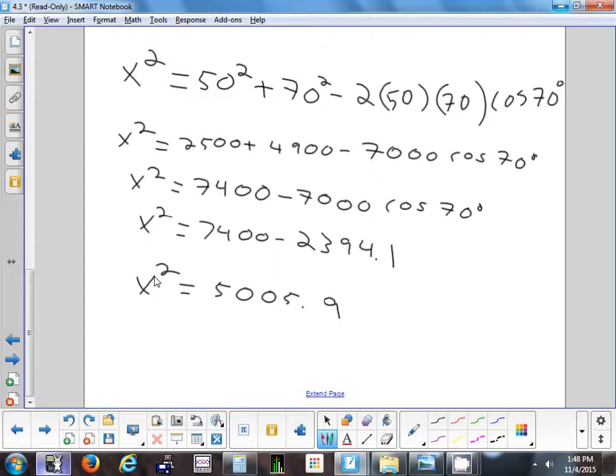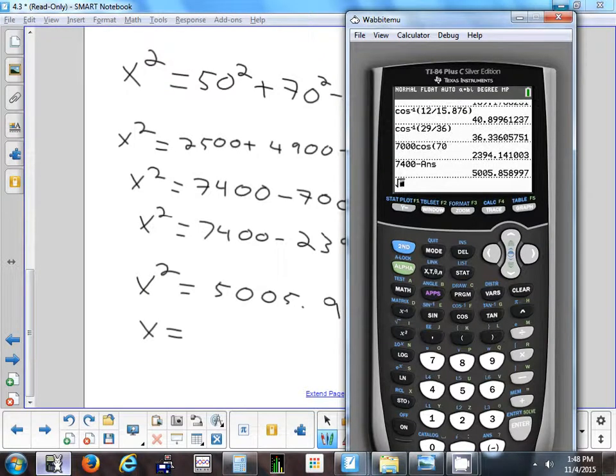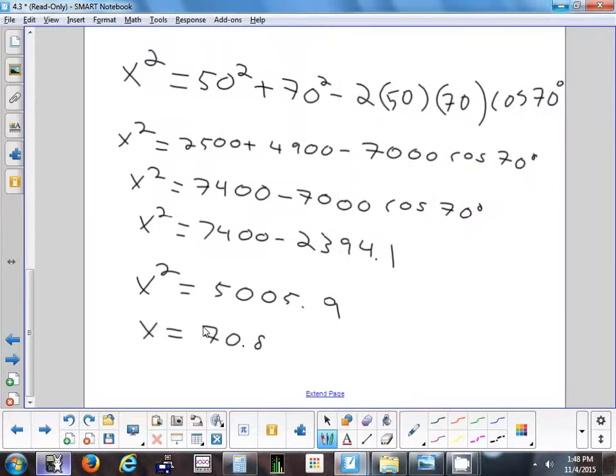So is that the distance between the houses? No, we have to take the square root. So the distance is about 70.8 feet. Any questions on that?